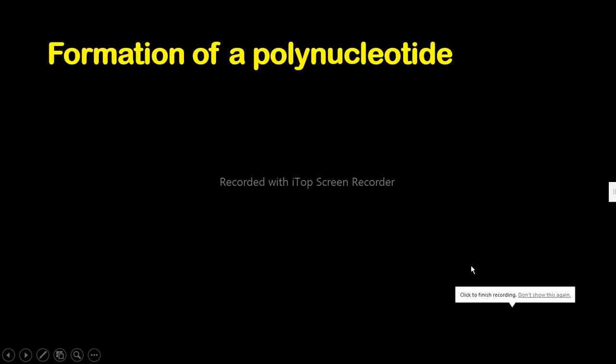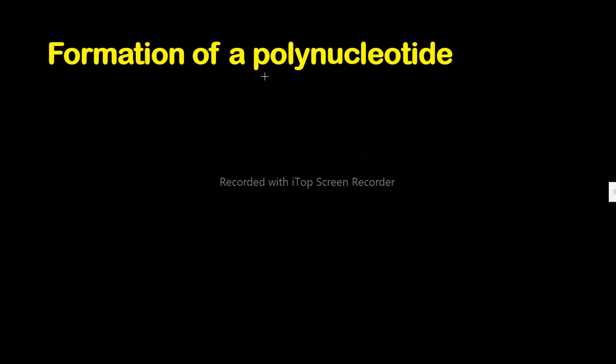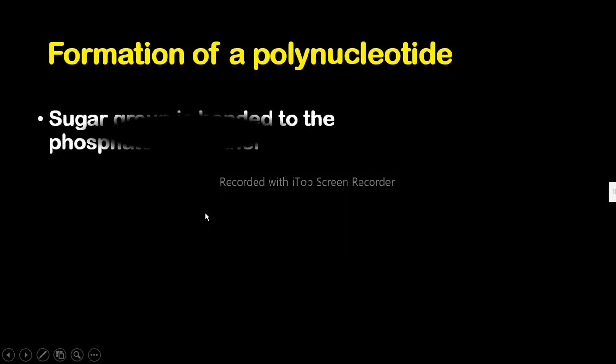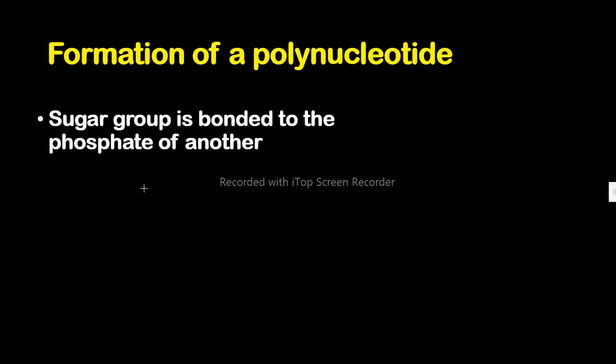Okay, guys. Let's talk about how a polynucleotide strand or chain is going to be formed. Simply, poly means many, nucleotide means so many nucleotides. And these nucleotides are formed by a condensation reaction between the OH group on the sugar molecule and the OH group on the phosphate group.